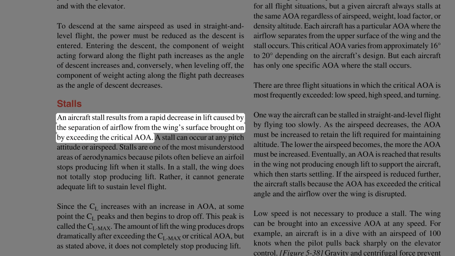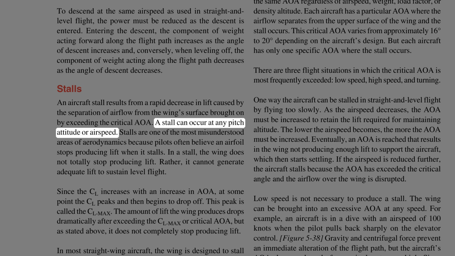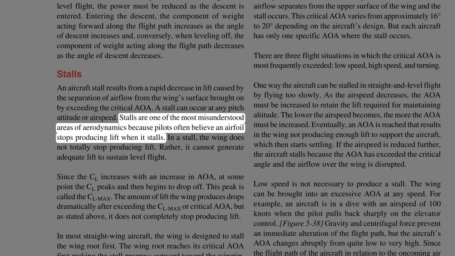An aircraft stall results from a rapid decrease in lift caused by the separation of airflow from the wing's surface brought on by exceeding the critical AOA. A stall can occur at any pitch attitude or airspeed. Stalls are one of the most misunderstood areas of aerodynamics because pilots often believe an airfoil stops producing lift when it stalls.